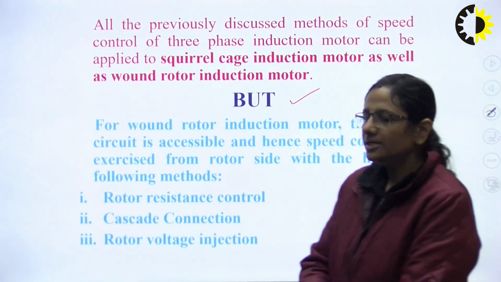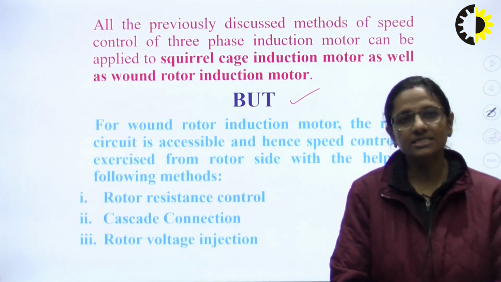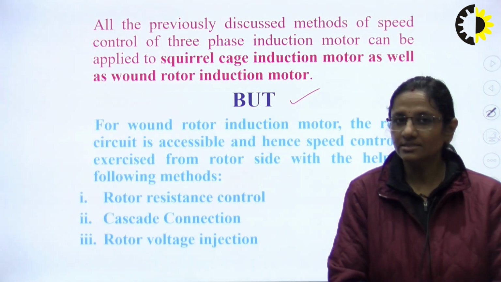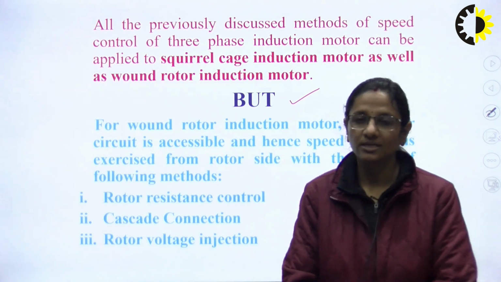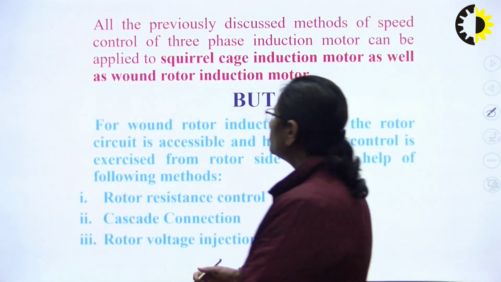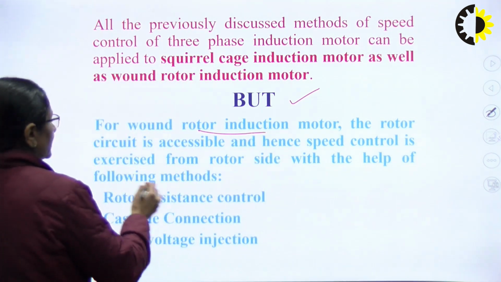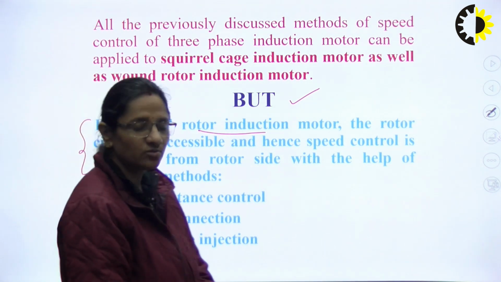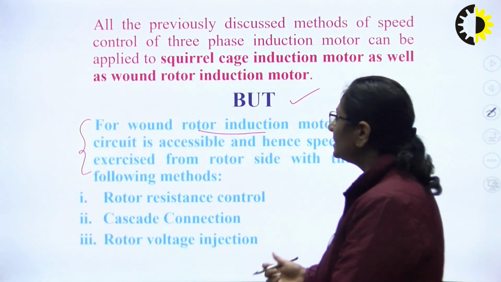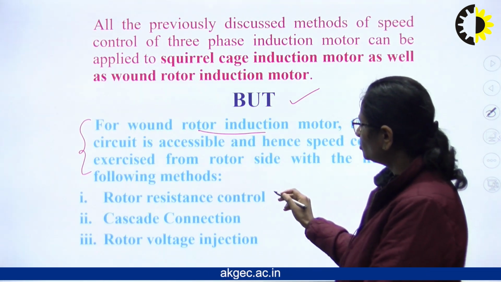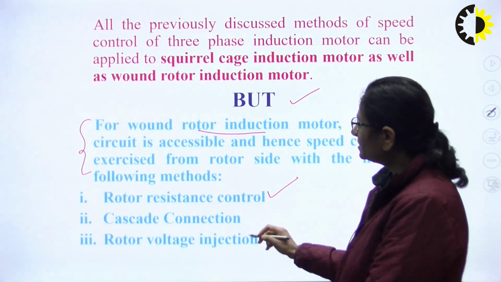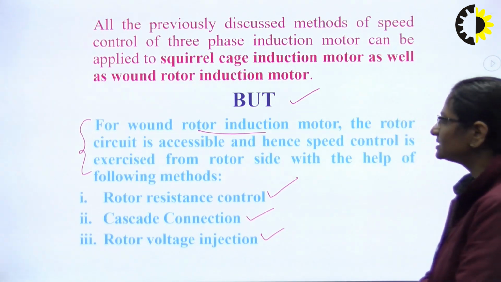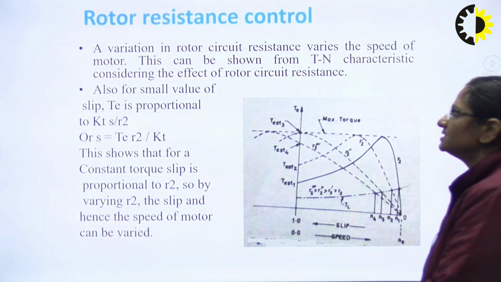All the methods exercised from the stator side are applicable to the squirrel cage induction motor as well as the wound rotor induction motor. In addition to these methods, for the wound rotor induction motor, as the rotor circuit is accessible, speed control can also be exercised from the rotor circuit. The various methods of exercising speed control from the rotor circuit are rotor resistance control, cascade connection, and rotor voltage injection. Starting with the rotor resistance control.